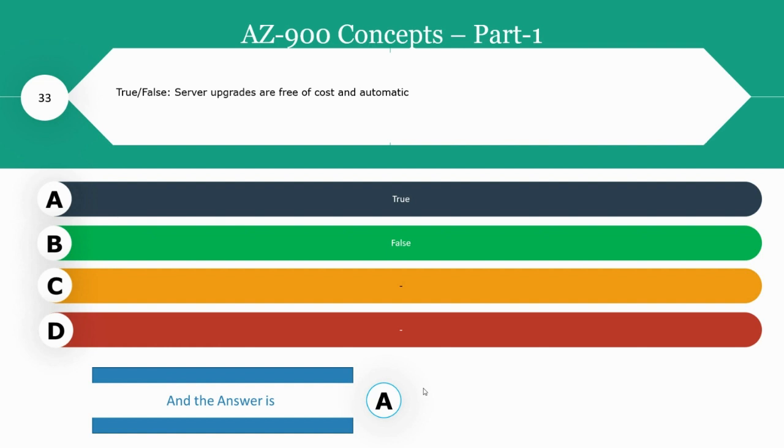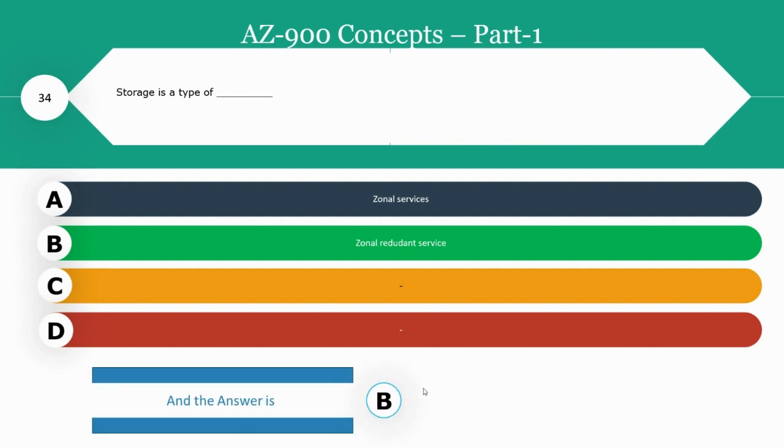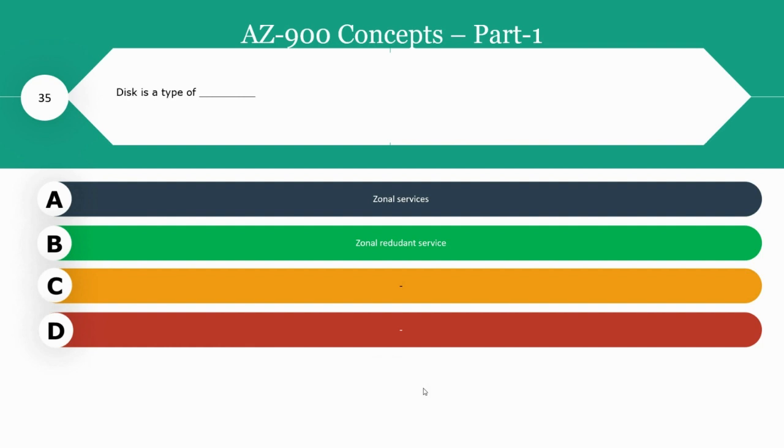for server upgrade. Storage is a type of zonal service or zonal redundant service. Zone redundant storage, ZRS, which is otherwise called, replicates your storage account synchronously across the Azure availability zones in the primary region. And so the right answer would be option B, zonal redundant service.